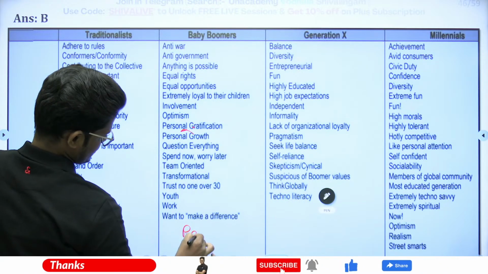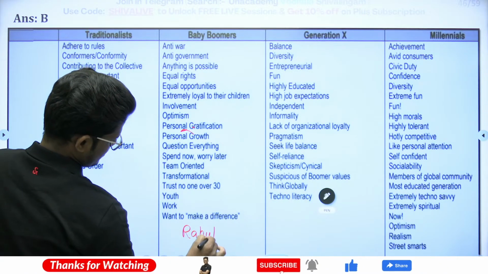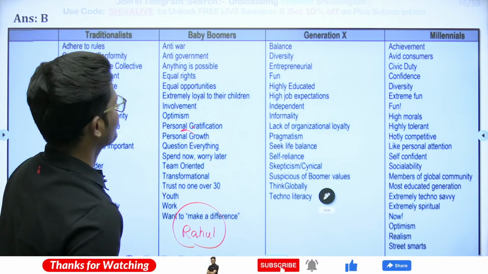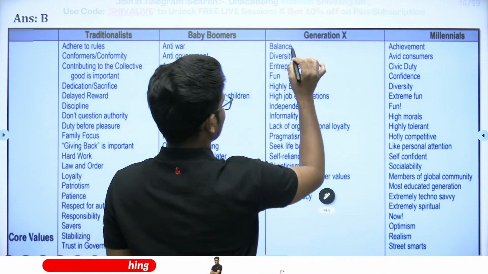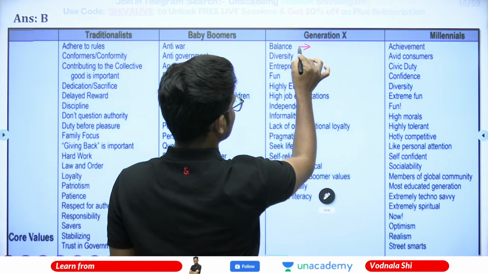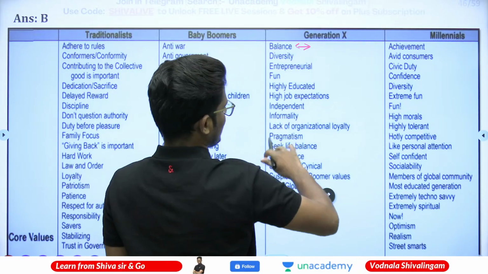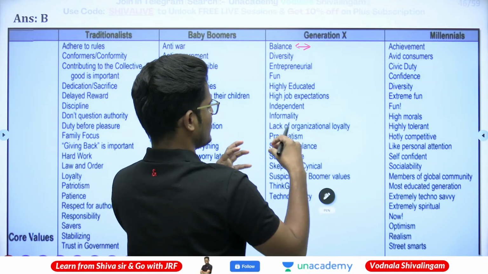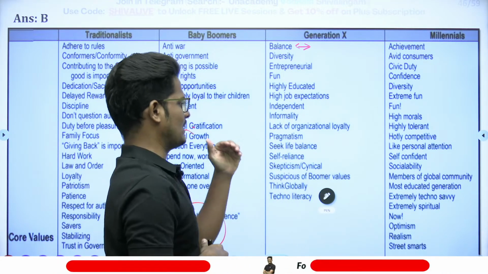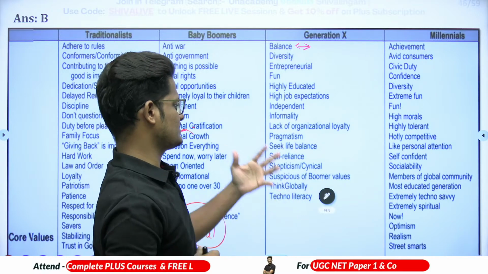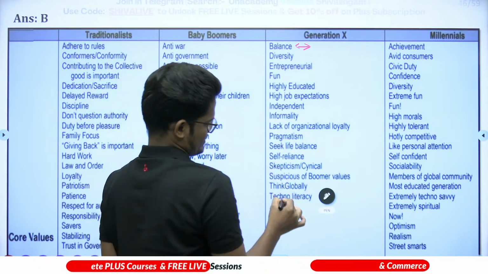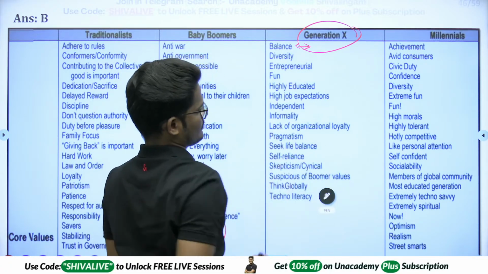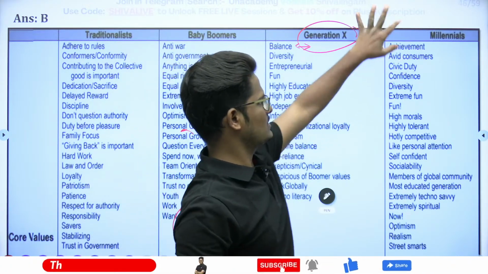Again, the best example is our friend, our well-wisher, Rahul. Baby boomers. And generation X are very balanced persons. Very balanced and fun, highly educated, independent, informal, pragmatist, self-reliant and skeptical. Those are generation X. Generation X, practical as well as highly balanced persons.